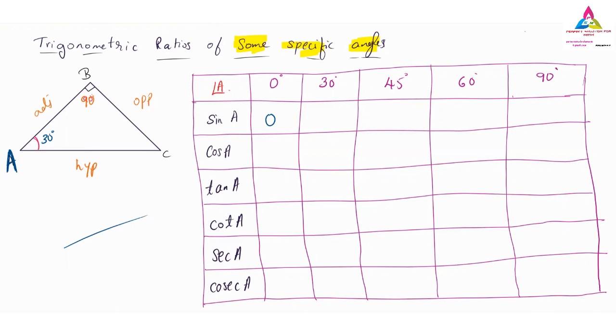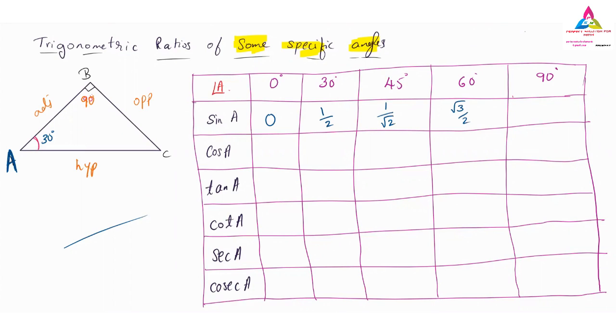Obviously, when sine 30 comes, very interestingly, it will become half. So for the first angle, 0 degree, the value is 0. What is the sine 30 degree value? Half. Now sine 45. Sine 45 value is 1 by root 2. Sine 60 value is root 3 by 2.